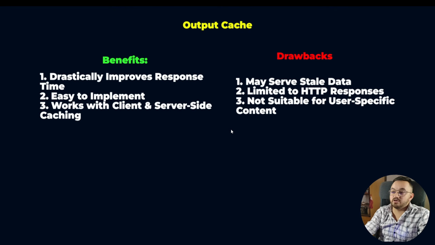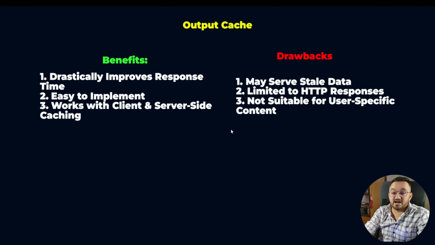The first one is that it drastically improves the response time, because the complete HTTP response is returned to the client. There is no need for any processing on the server. Another one is that it's really easy to implement. You will see it's just pure configuration in Program.cs. And the last one is that it works really well with client and server-side caching. It can be combined with browser caching using cache control headers.